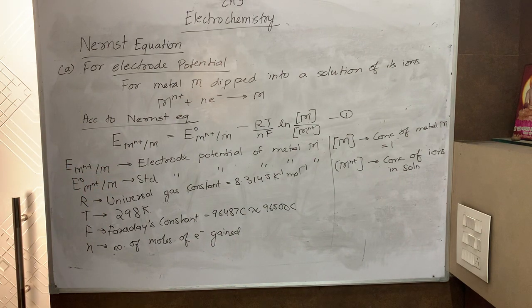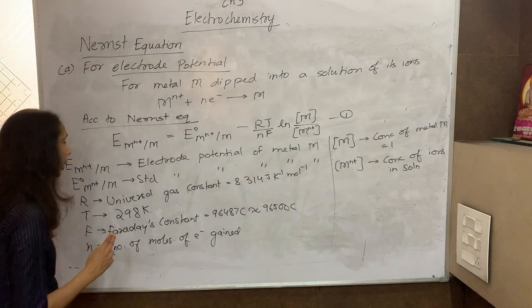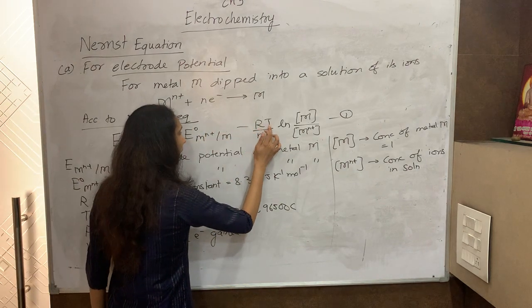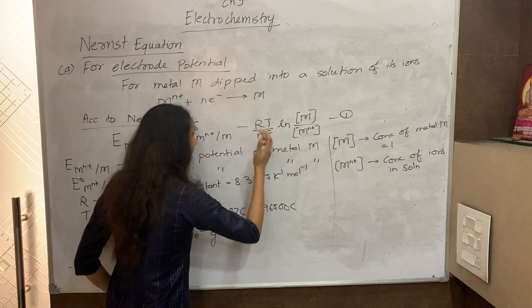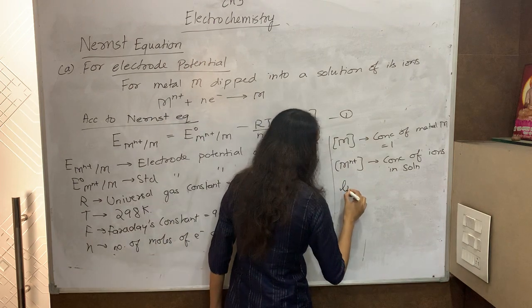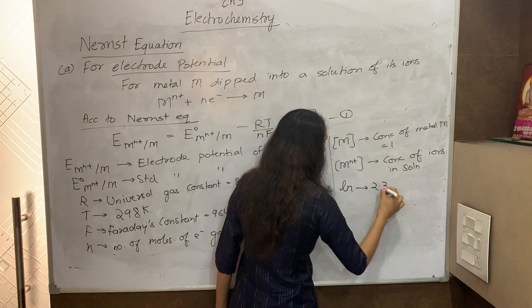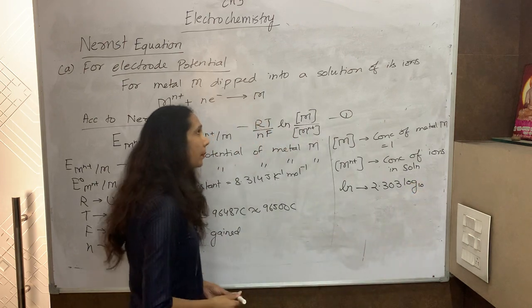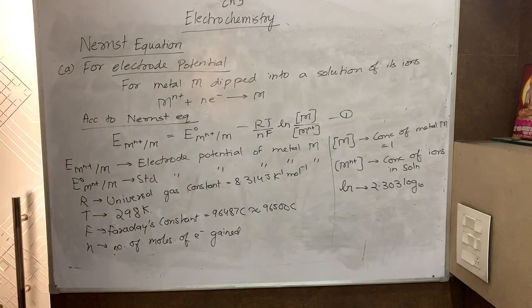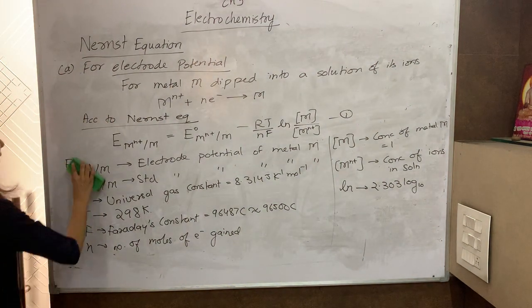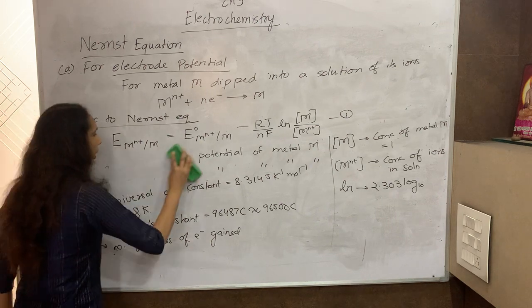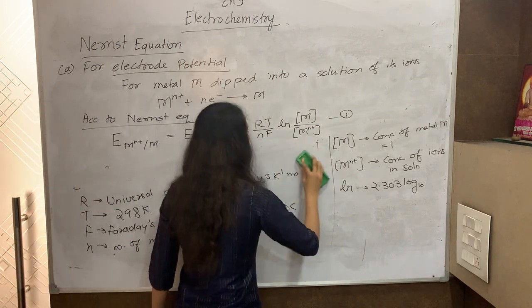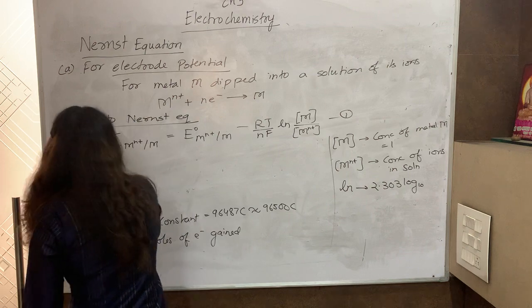Now to simplify the Nernst equation, I am substituting the value of R here, T here, F here and ln. ln, you know, is the natural logarithm and it is equal to 2.303 log to the base 10. So I am substituting all these values in this equation. We have already written this, now I am substituting the values. So when I substitute the values, what is the equation we are going to get? Let's see.